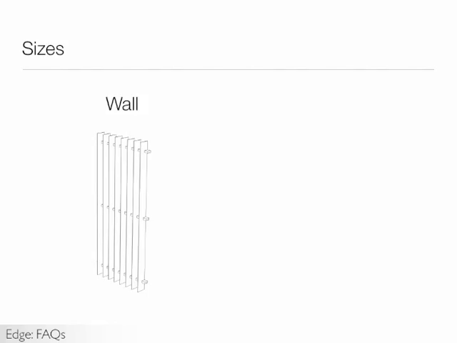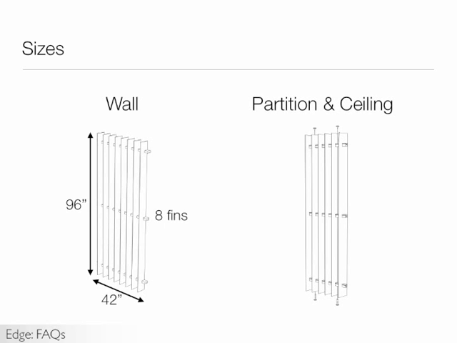When it comes to sizes, Edge wall modules come 42 inches wide and 96 inches high, including 8 fins per module. Both the Edge partition and Edge ceiling modules come 31.5 inches wide and 96 inches high or long, and they include 6 fins per module.